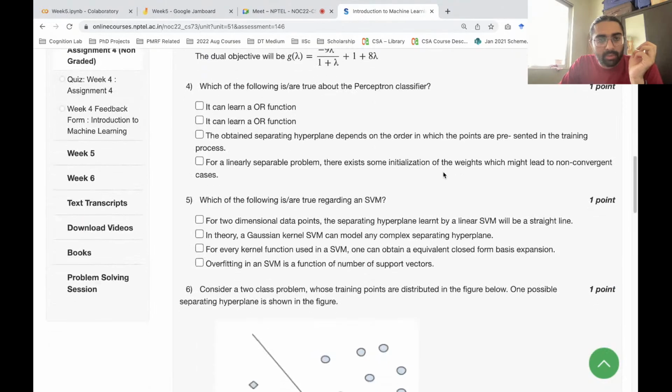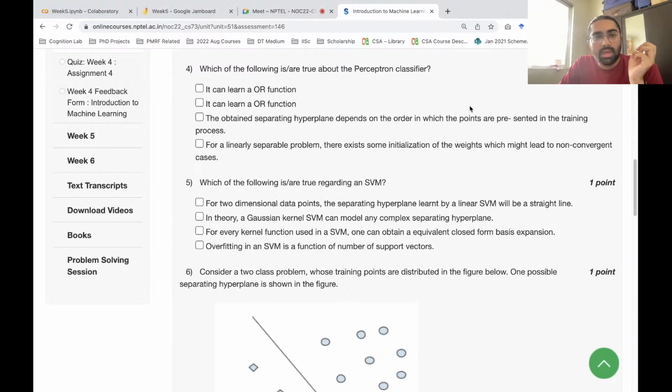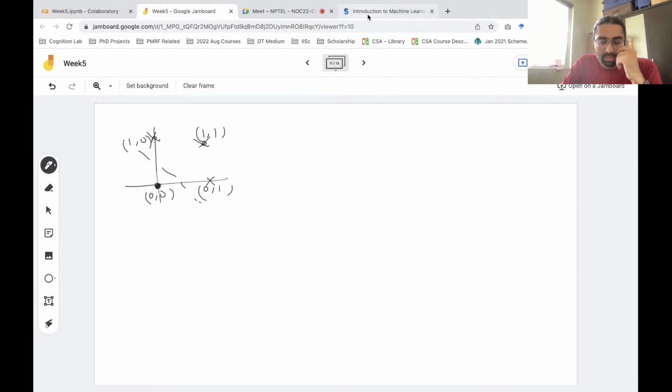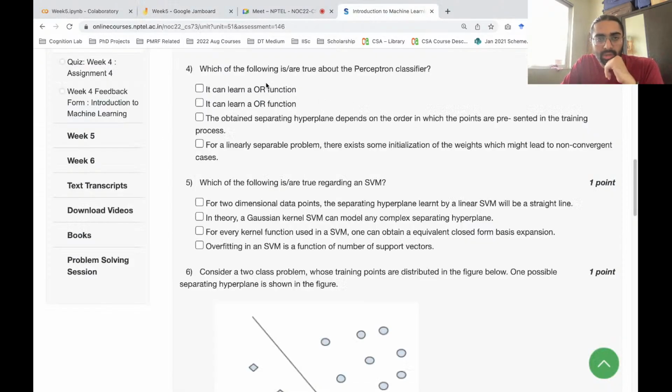All right. So question 4. Which is true about the Perceptron classifier? It can obviously learn an OR function because it's a very straightforward thing here: 0 0, 0 1, 1 0 and 1 1. This belongs to one class, these belong to a different class, right? So obviously the Perceptron classifier will be able to learn the OR function.